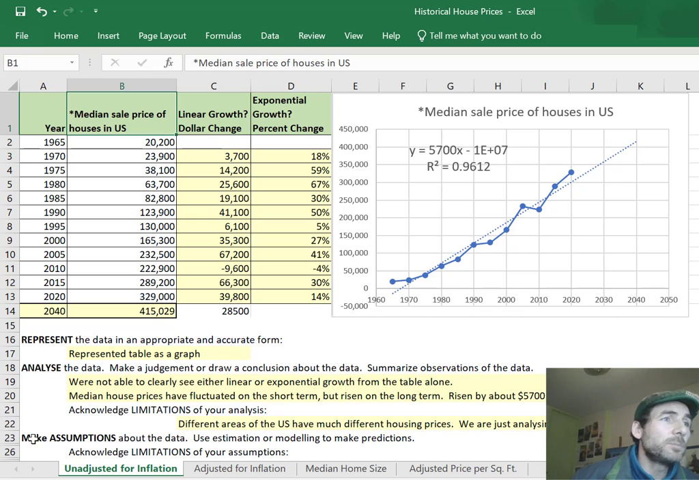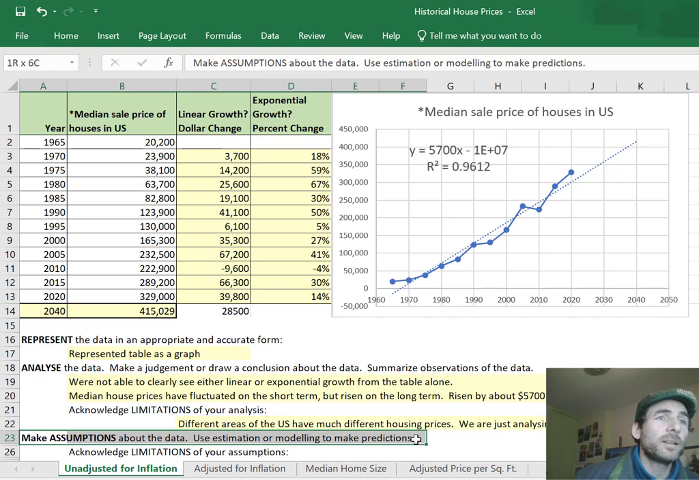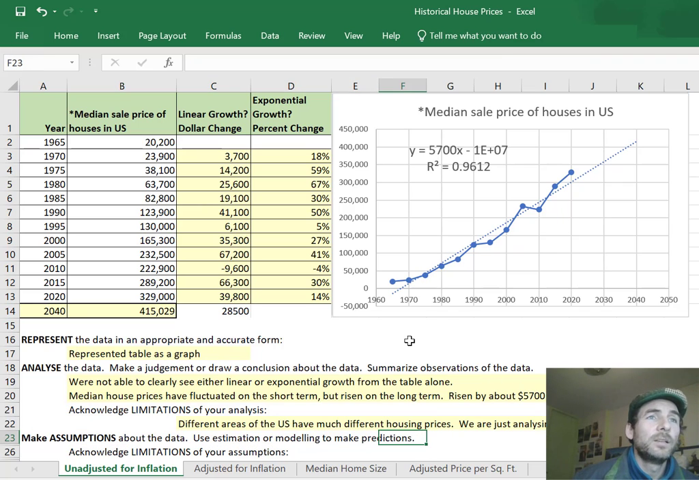Now, making assumptions about the data. What we're going to try to do is use estimation or modeling to make predictions. All right. So there's two ways we're doing this in Excel. One is we've got this trend line. So can you just give me an estimate for what housing prices would be by the year 2030? So it looks like a little over 350,000. So perhaps 360,000 by 2030.